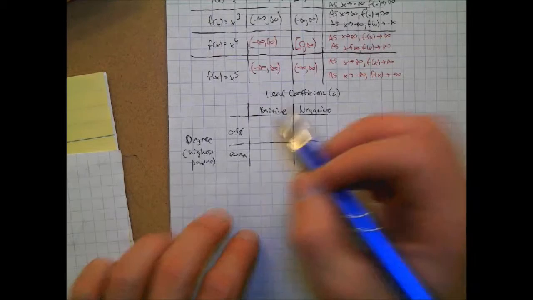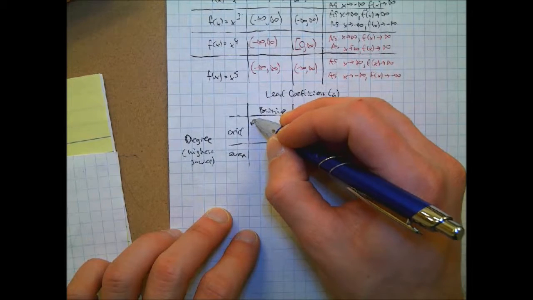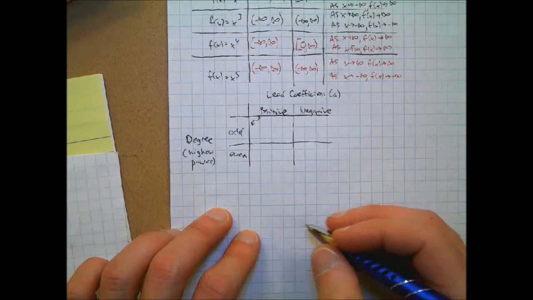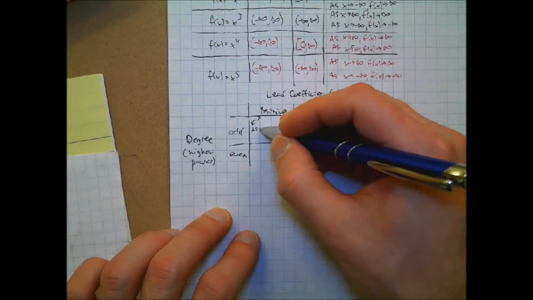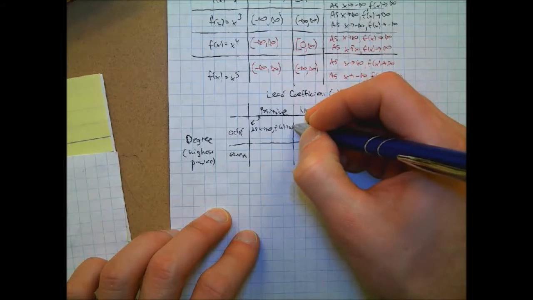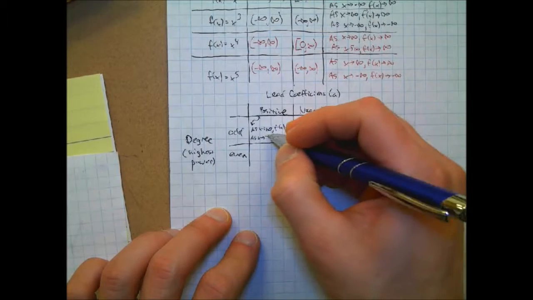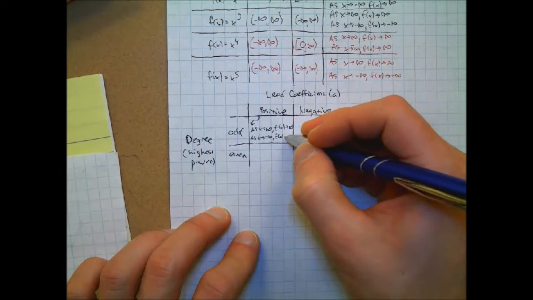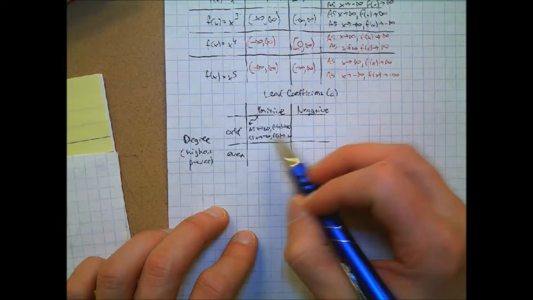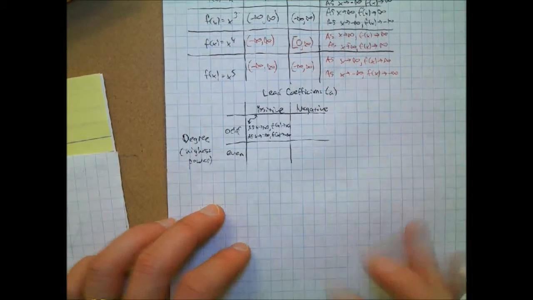So if we are odd and positive, we're going to get something that looks like this. And so as x approaches infinity, f of x will approach infinity. As x approaches negative infinity, f of x will approach negative infinity. So it's like the I'm a little teapot thing, right?